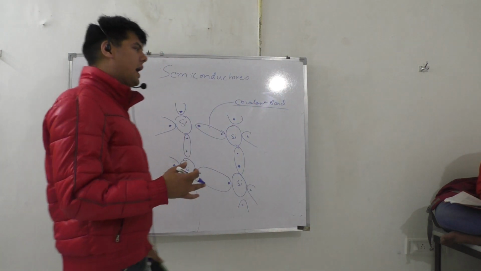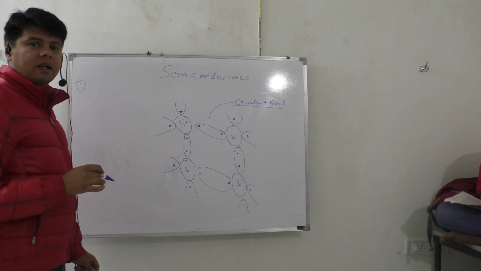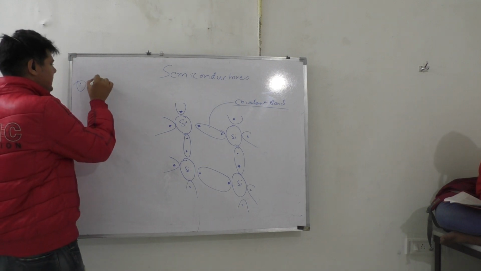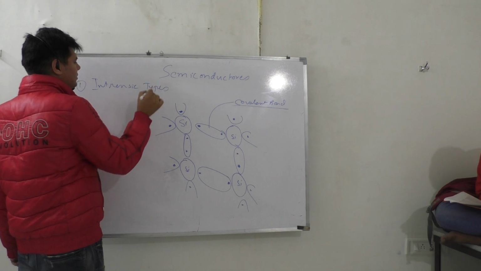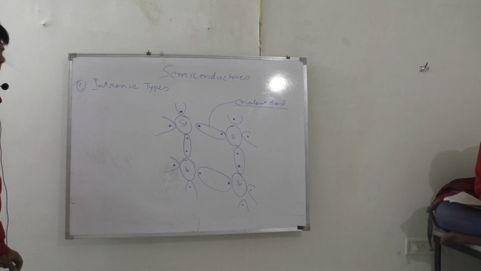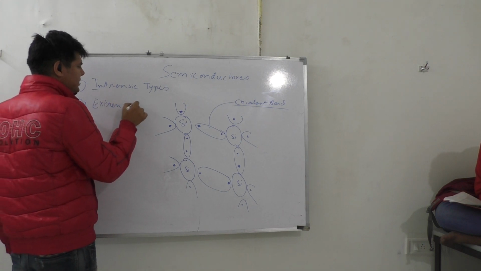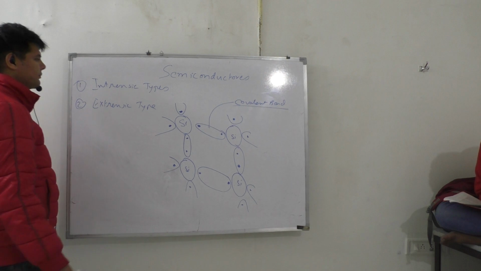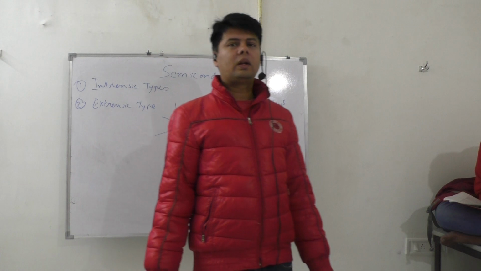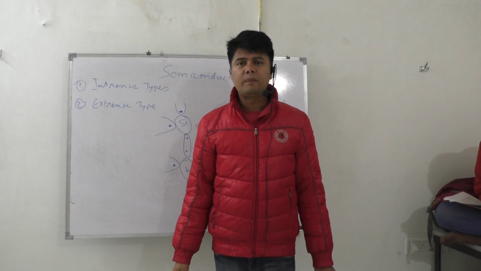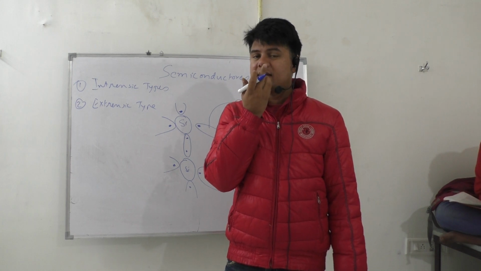So can I say now I am classifying the types of semiconductors. The first one is the intrinsic type semiconductor, and the second one is called the extrinsic type. Intrinsic is the purest form of the semiconductor, where the probability of a free electron is 0. This is also called the perfect crystal.